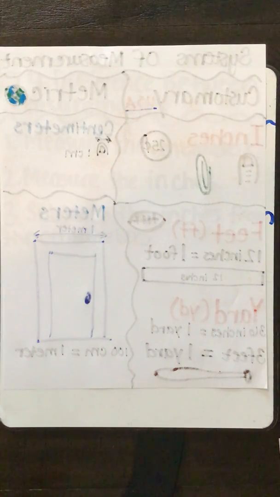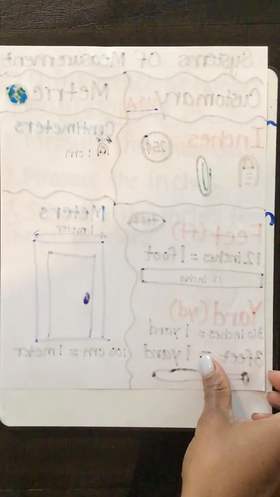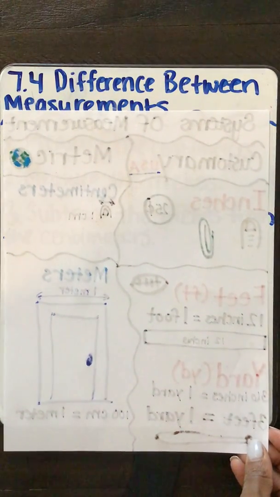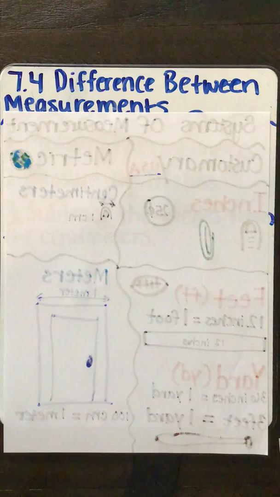Hello, second grade. So today we are going to be working on measurement, lesson 7.4, difference between measurements. So before we get started, let's do a quick warm up. Today's warm up is going to be subtraction. So yesterday we did +1, today we are doing -1. So I will show you a subtraction equation and I want you to tell me what the answer is.